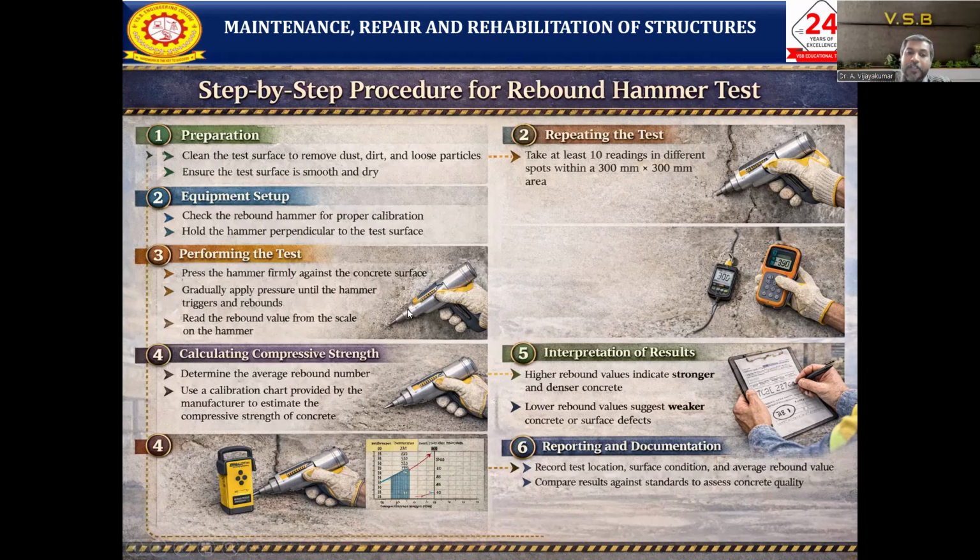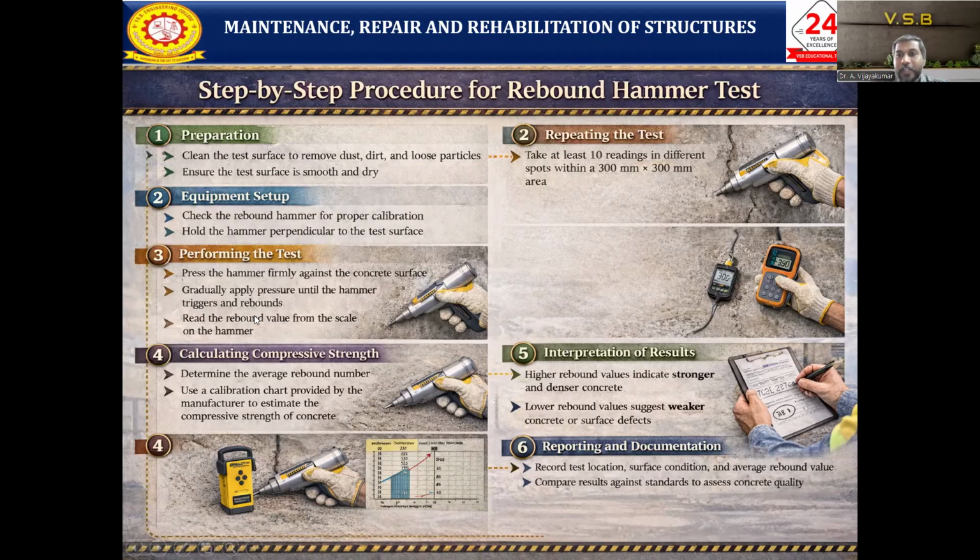When you are hitting the existing surface of the cylinder, gently apply the pressure until the hammer rebounds. Then automatically the reading will change. That reading we need to take. Like that, we need to take a minimum of 10 or 15 readings.